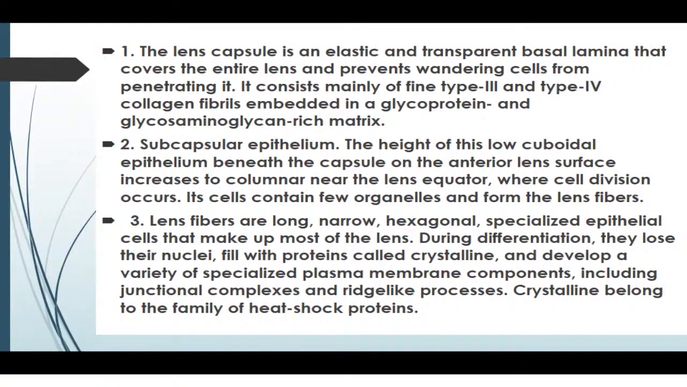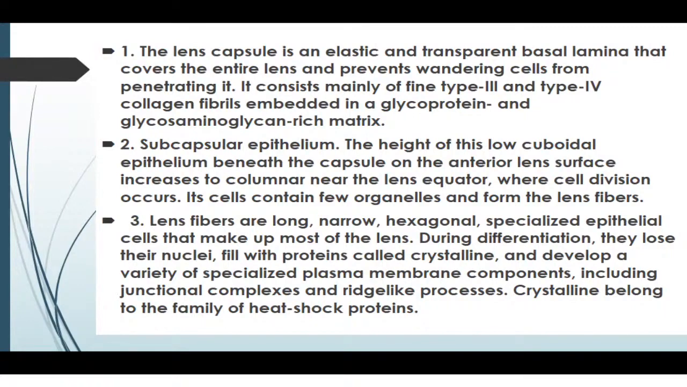The subcapsular epithelium is a low cuboidal epithelium beneath the capsule of the anterior lens surface, and it increases to columnar near the lens equator, where cell division occurs. So at the periphery, cell division occurs. In the center, there are no nuclei and no division. Its cells contain few organelles and form the lens fibers.